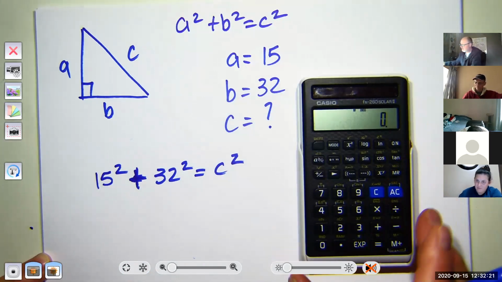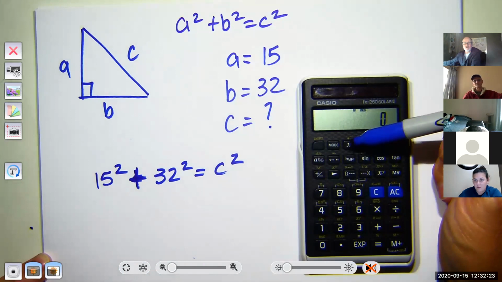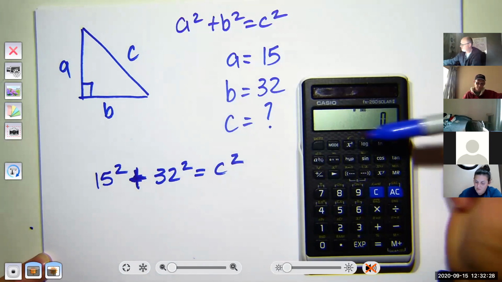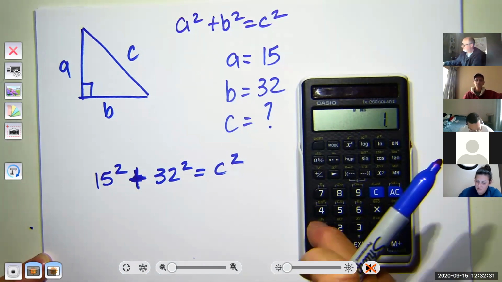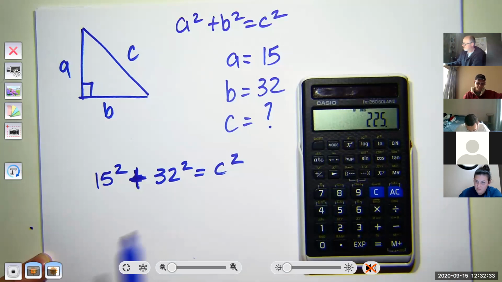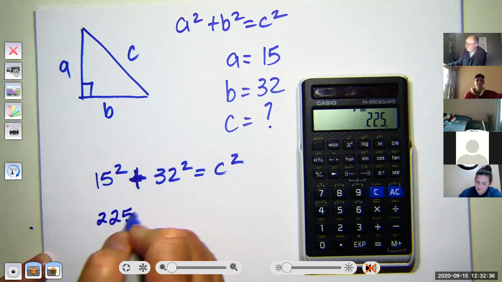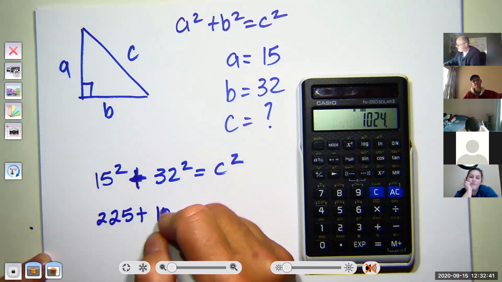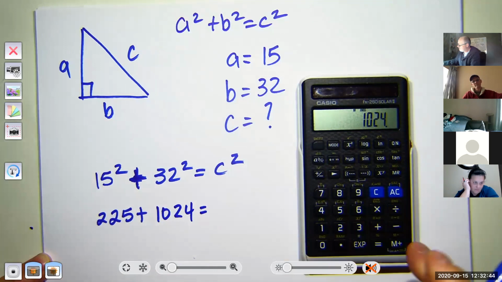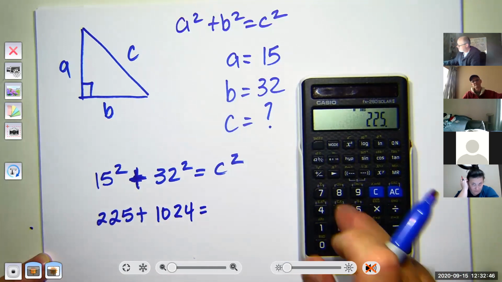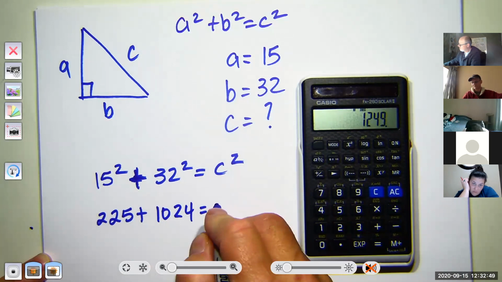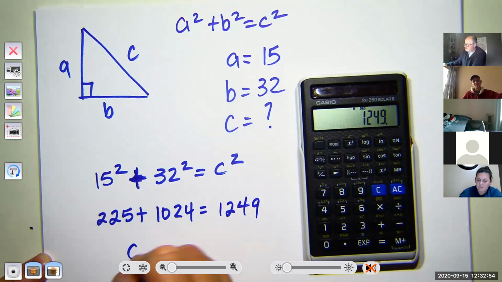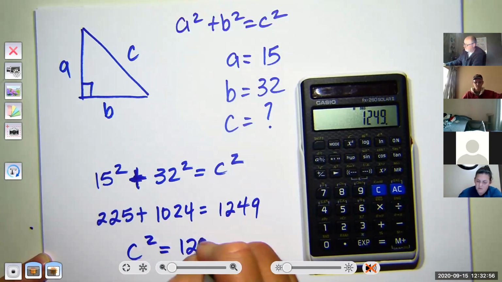If you did not know this, there's a square button on your calculator right here, along with the square root button when you go shift square root. So I'm going to go 15 squared, which is 225. And I'm going to go 32 squared, which equals 1024. So that equals 1249. So C squared is equal to 1249.